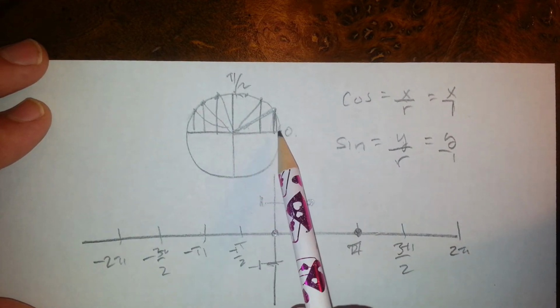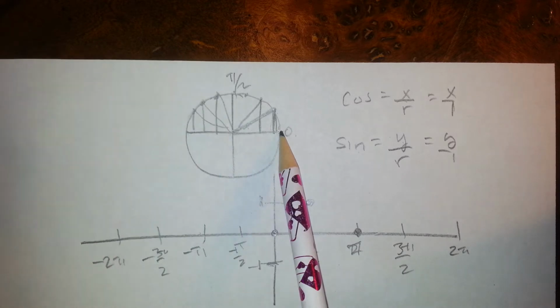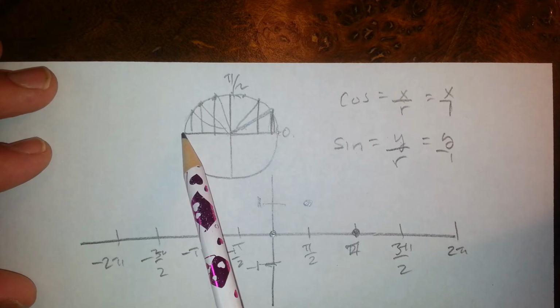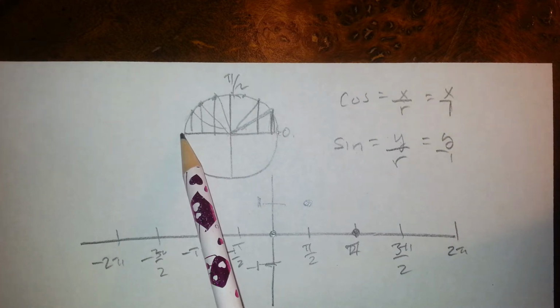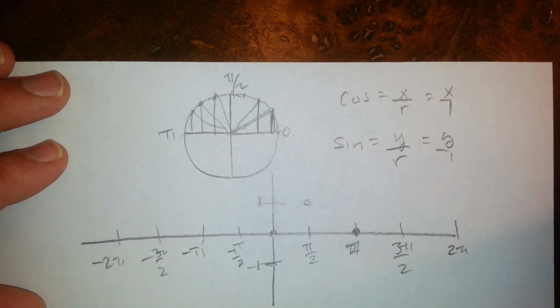So sine is always 0 at 0, 2 pi, at 0 pi in any even increments, or at pi in any odd increments, like 1 pi, 3 pi, 5 pi. Okay, so here's pi. So it's 0 again here. So far our graph comes down like this.